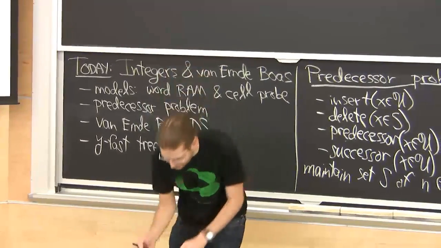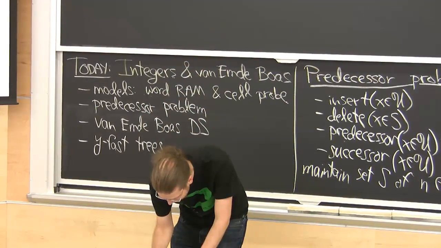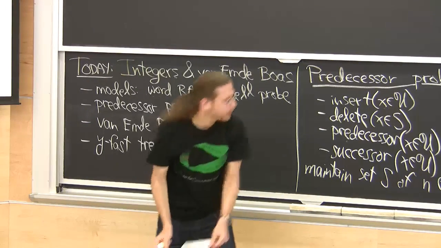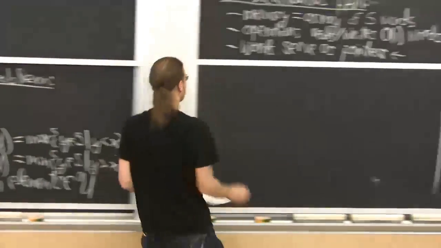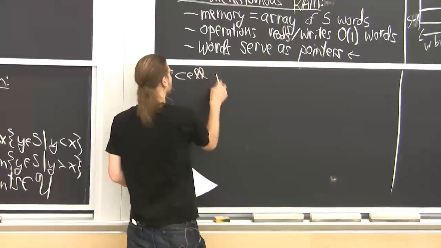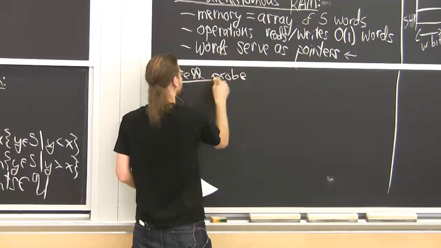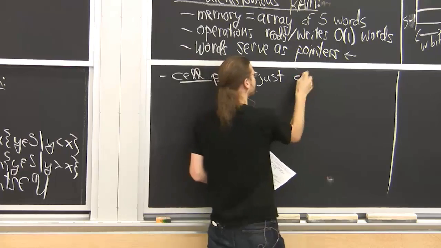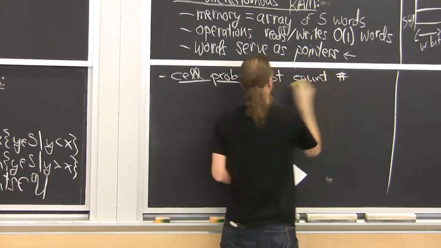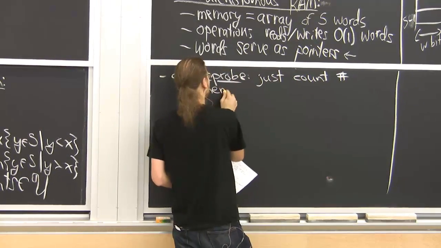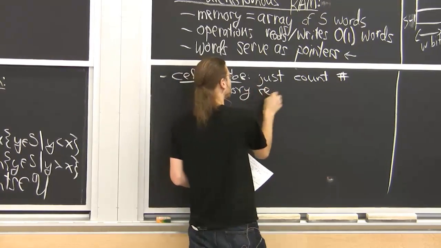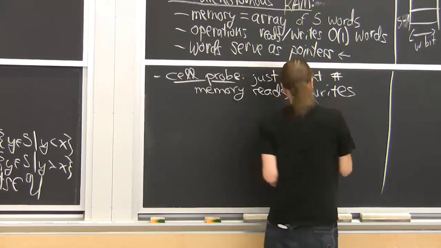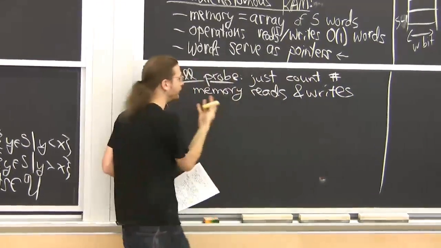And you think of comparisons taking constant time, so why not all of these things? Cool. One more model. It's kind of a weird one. It's called the cell probe model, which is we just count the number of memory reads and writes that we need to do to solve a data structure query.